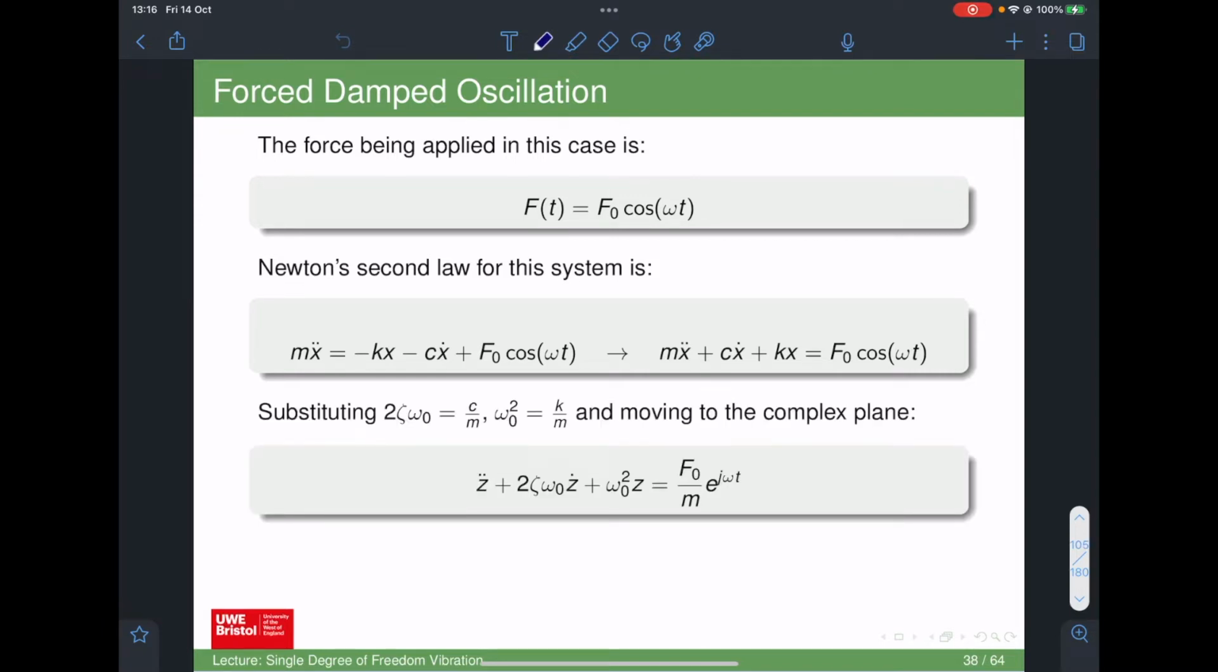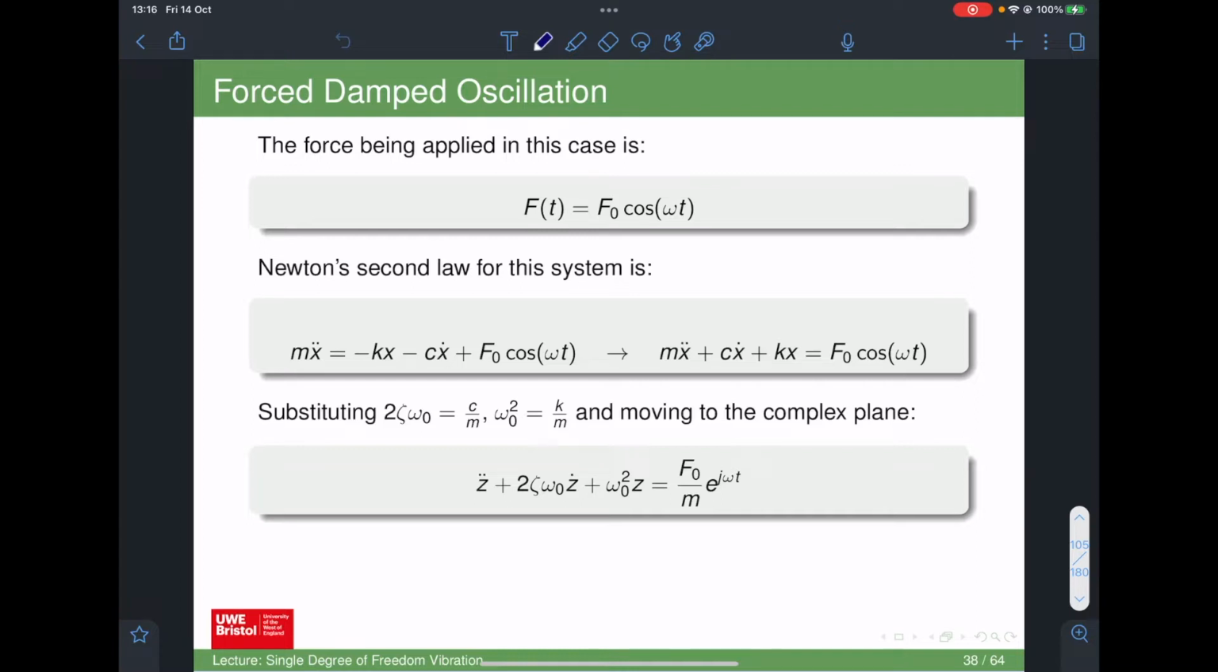And what we're going to do is make some substitutions. In this form of the equation, you can configure it to be in standard form, which is what we covered last week, where you divide everything by m, and so out front you've just got x double dot. Then you've got c upon m times x dot, k upon m times x, and then F naught upon m for your force.